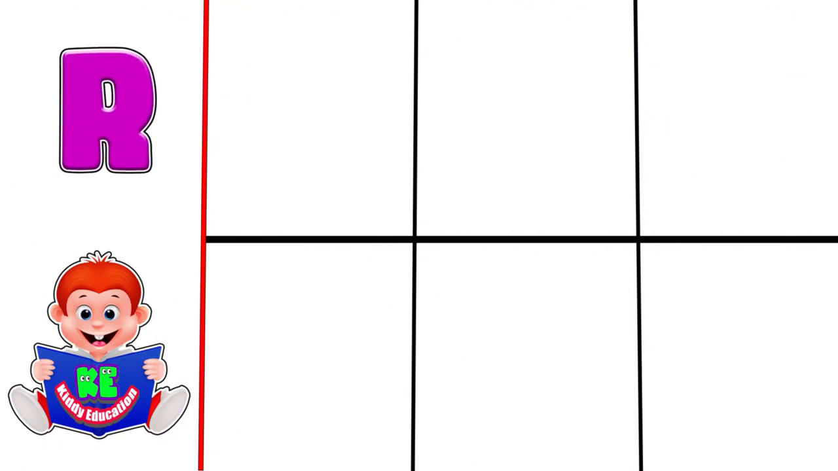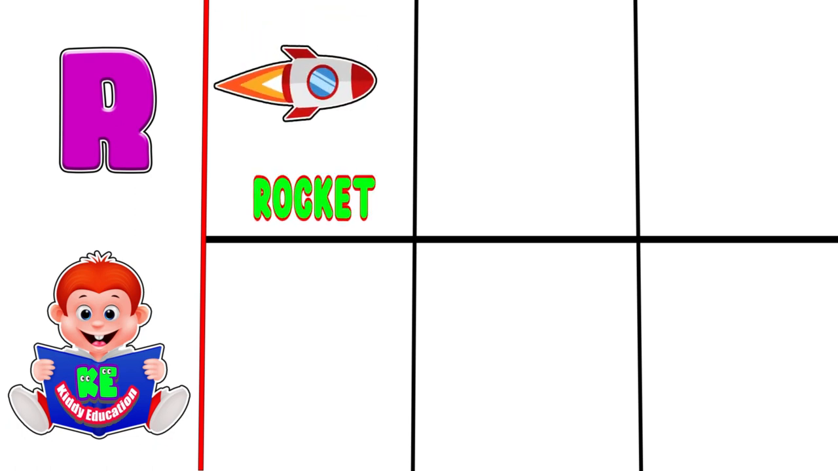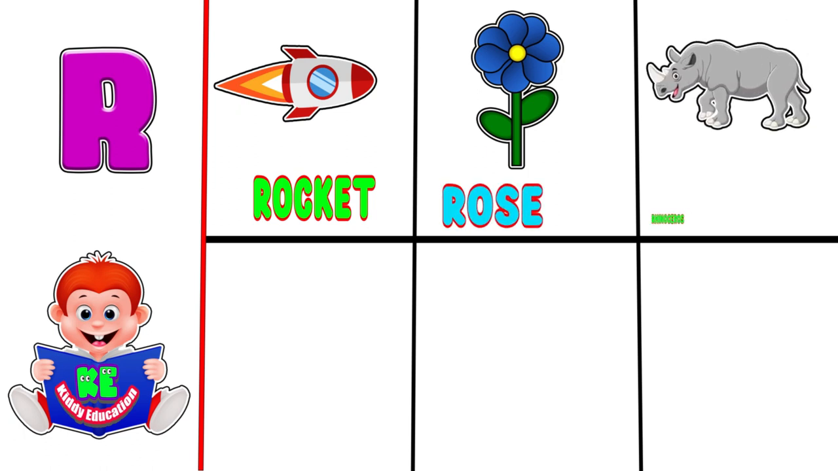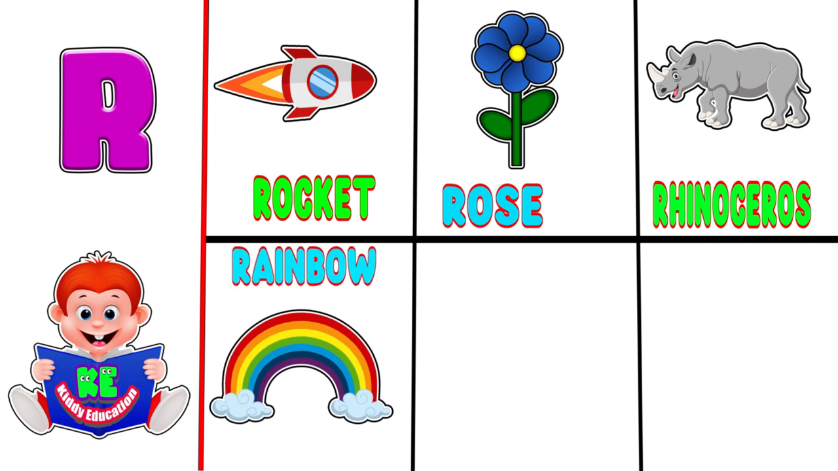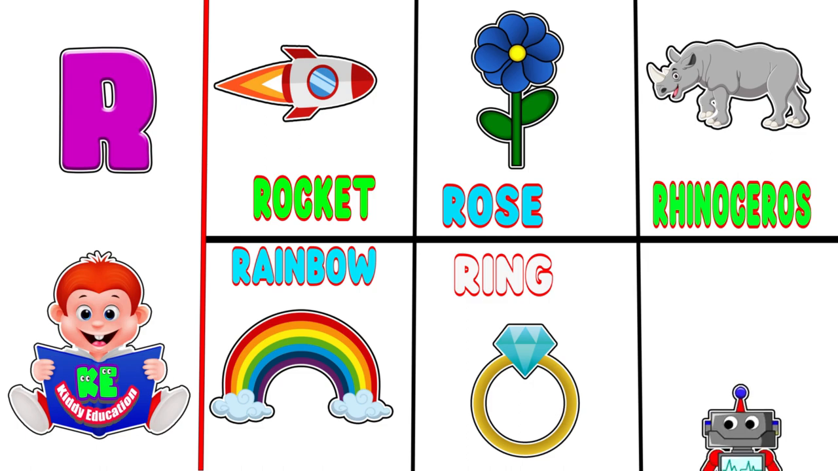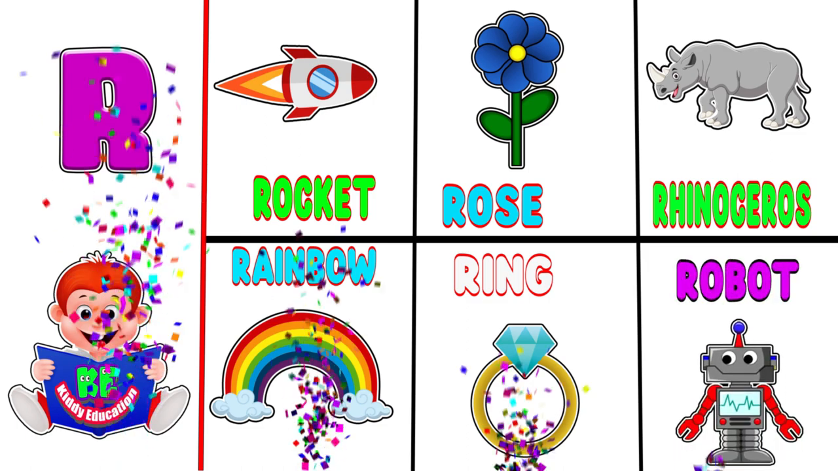R. R is for rocket. Rose. Rhinoceros. Rainbow. Ring. Robot.